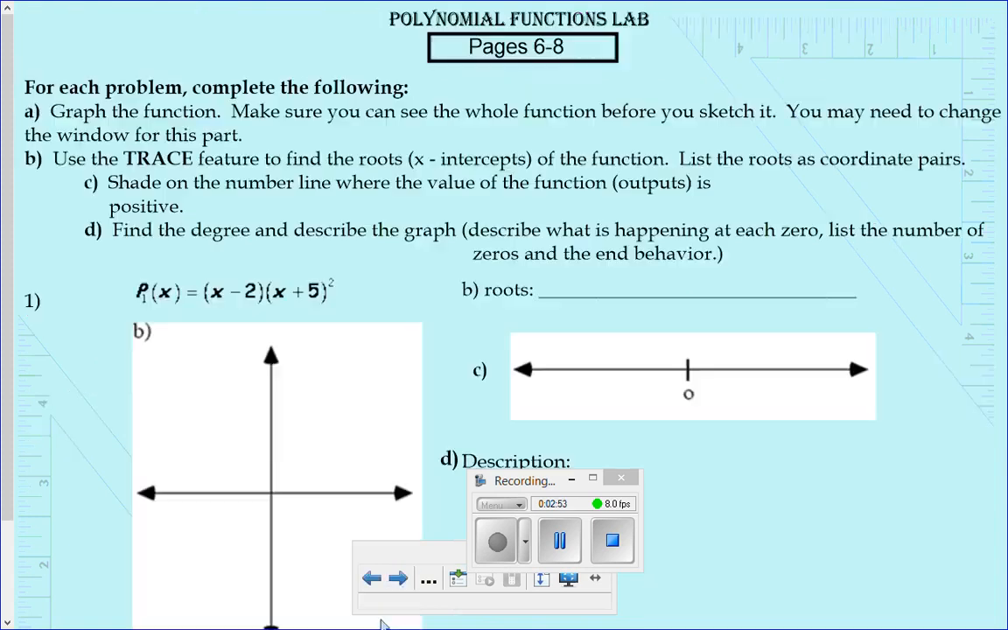Okay, so today we did an activity with the graphing calculator, so you will need your graphing calculator for this. And the first thing that I'm going to do is to type this equation into the calculator. So let's go ahead and do that first.